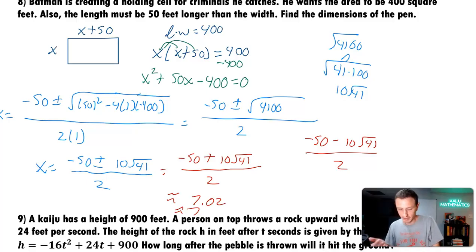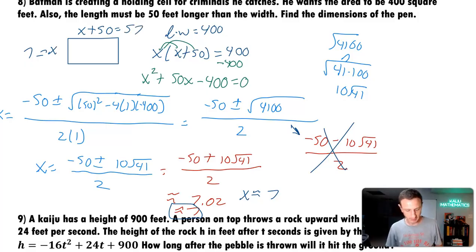And then the other one, I'm not even going to do this one, because that's a negative minus 10 root 41, so you're going to go further into the negatives. So this one's out because we can't have a negative distance. So that means x is roughly 7.02 or just 7. So find the dimensions of the pen. That means this is a 7 by 57 pen. 7 feet by 57 feet.